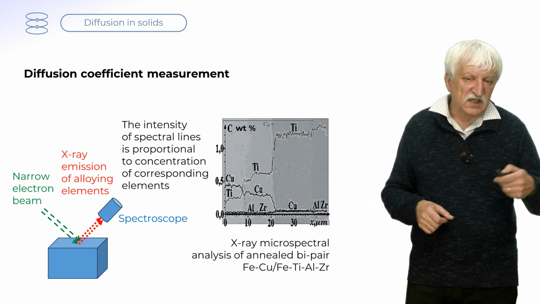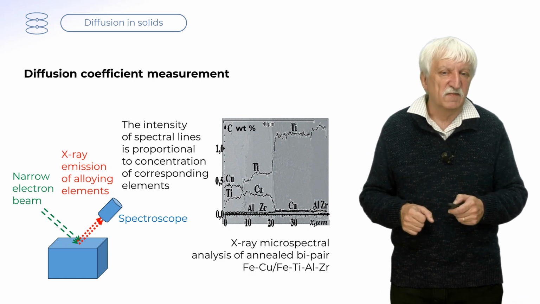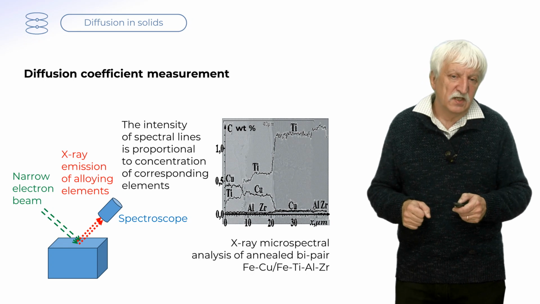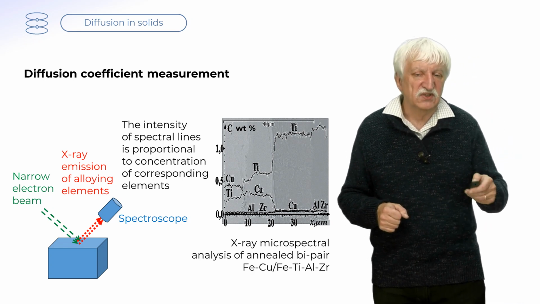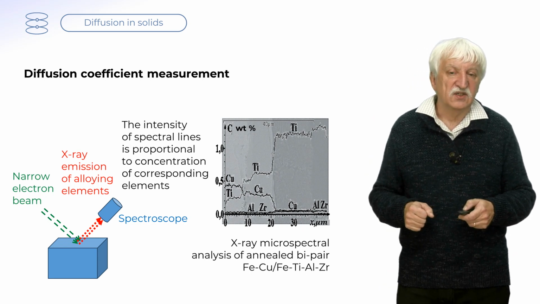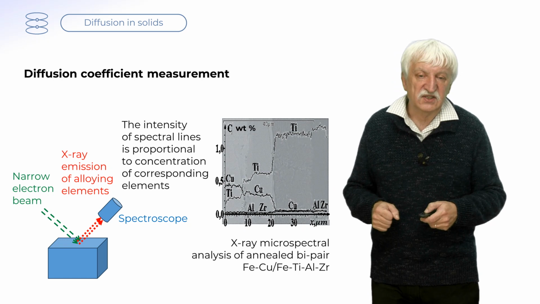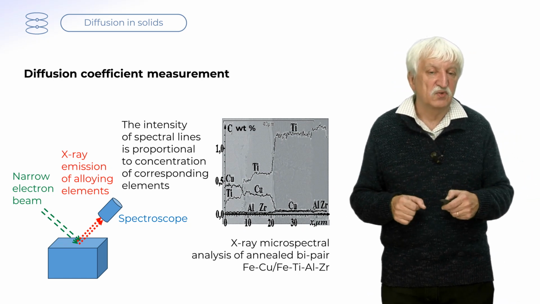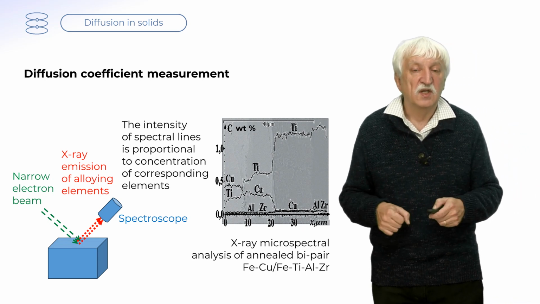And on the right of this slide, you can see the figure showing the result of such measurements. And this is X-ray microspectral analysis of a Ni-Cu pair, Fe-Cu and Fe-Ti-Al-Ce.